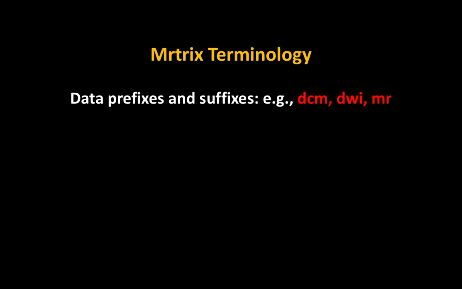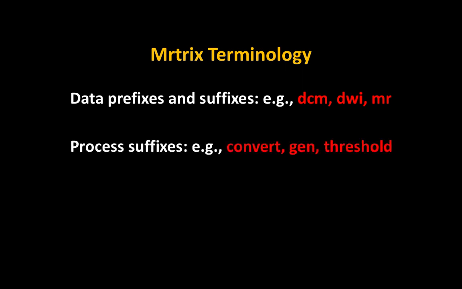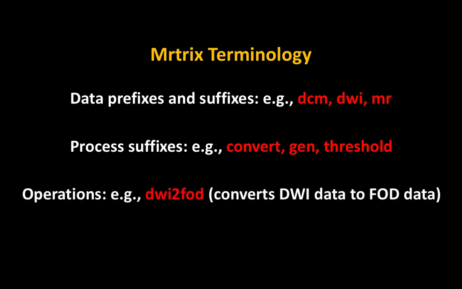So if you see a command like DWI to FOD, that's an operation to convert DWI data to this fiber orientation density data. And just to quiz you, what do you think that MR convert does, if you had to guess?